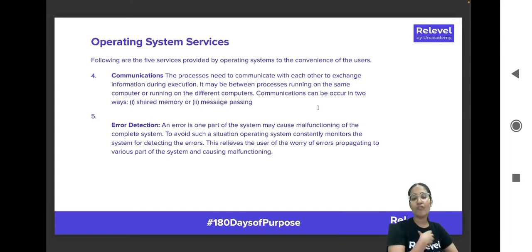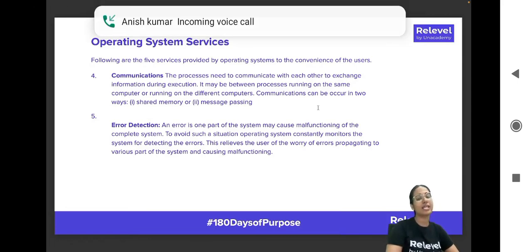But I also know for a fact that I don't have to worry about it, because the operating system is taking care of the fact that even if there is some error that is generated, it doesn't propagate to the entire system and cause the malfunctioning of the entire system. So we have the operating system, which typically takes care of that, which is error detection.